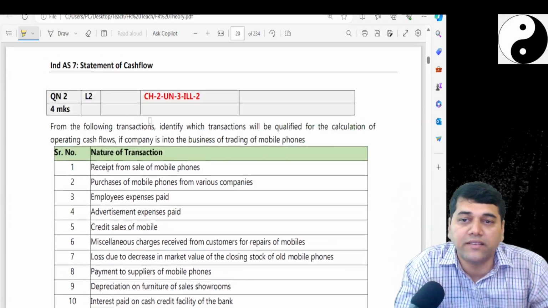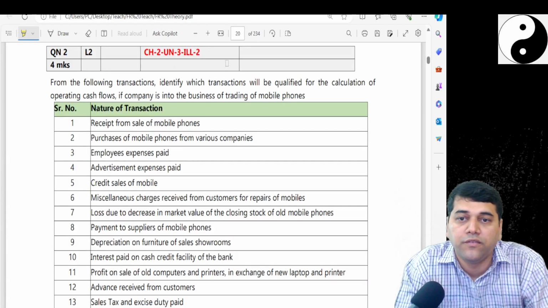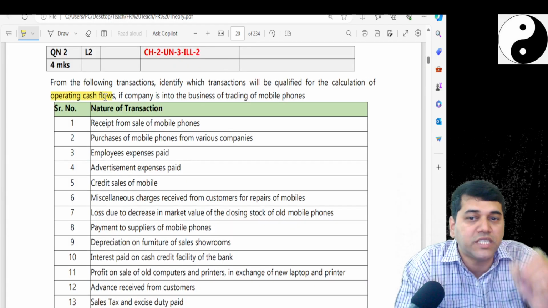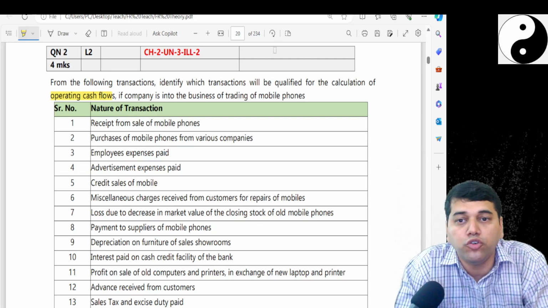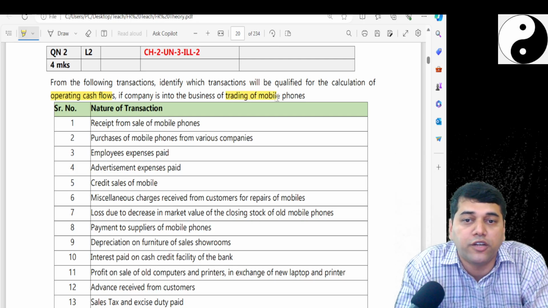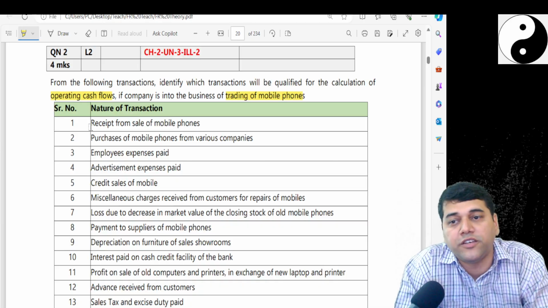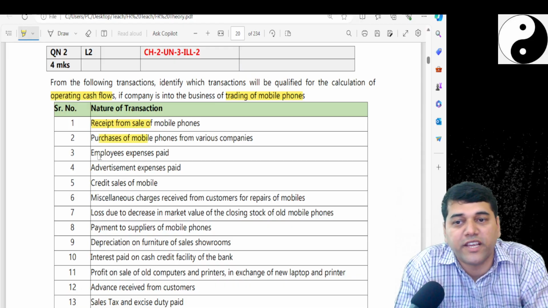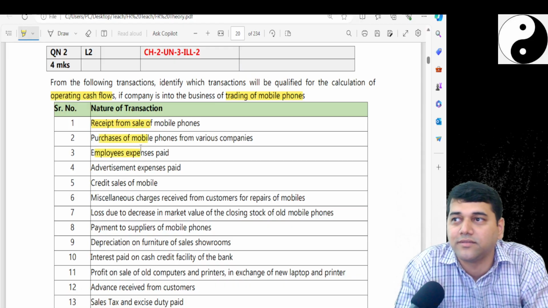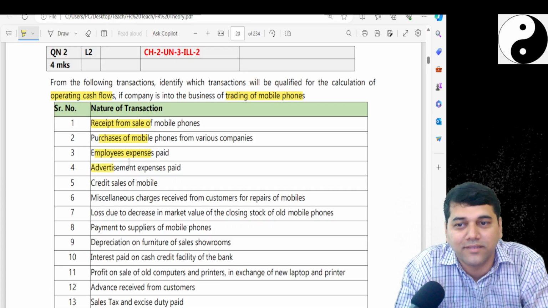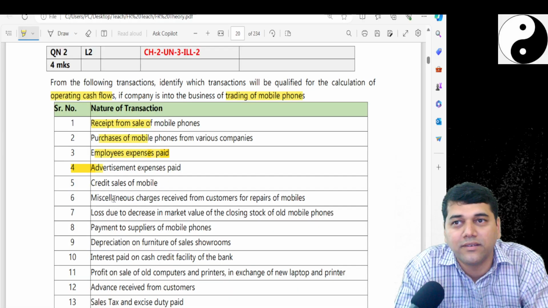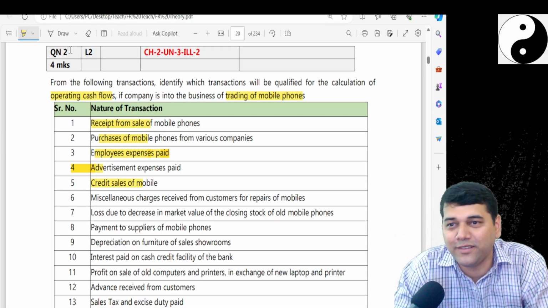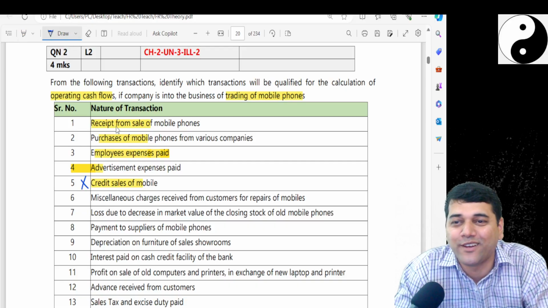Now, from the following transactions, identify which will qualify for the calculation of operating cash flow. You have to just tell operating, but for this you need to know which type of business they are into. They are into trading of mobile phones. Receipt from sale, purchase, employee expenses, advertisement, credit sale of mobile. Yeah, this is non-cash, credit sale of mobile.